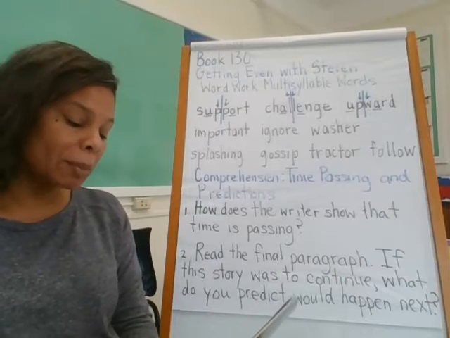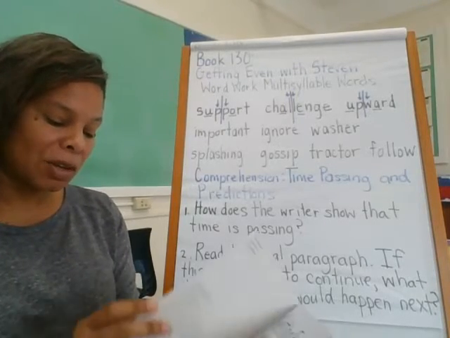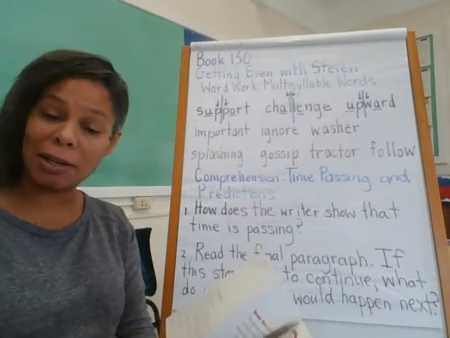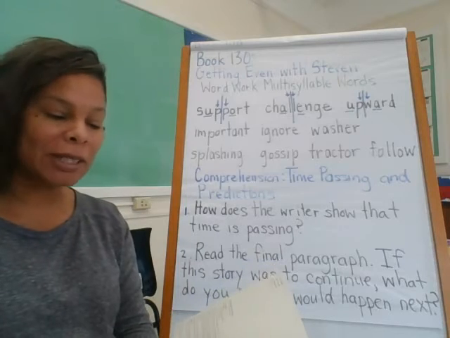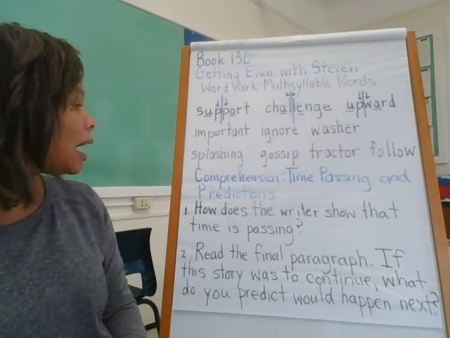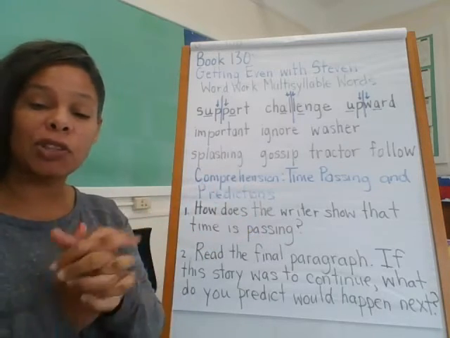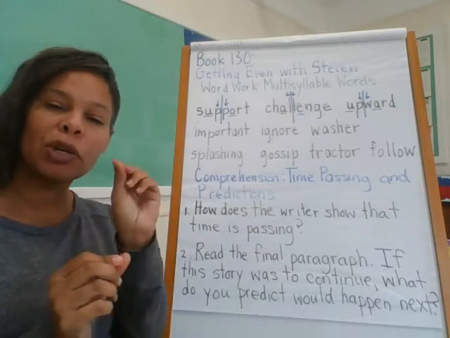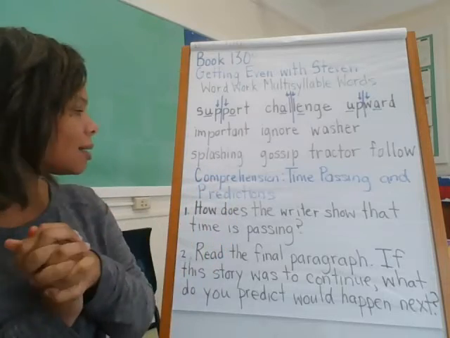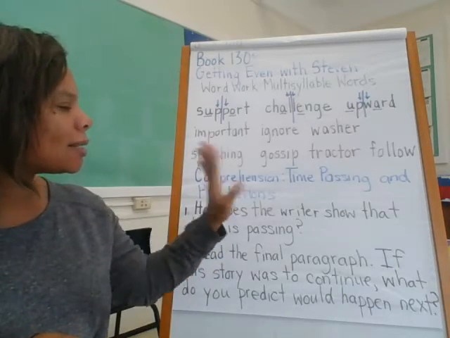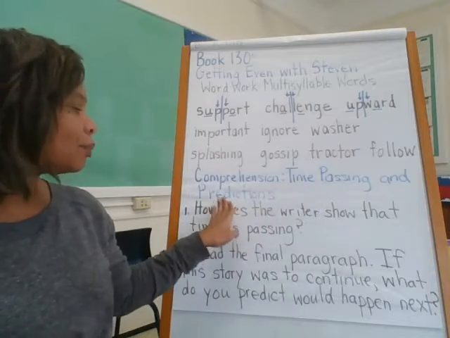Okay, so you should have completed Getting Even with Stephen, and you can see that Susan was able to get a little bit of joy out of playing a trick on Stephen. So, when we get to the comprehension section, I'm not going to spend a lot of time asking you lots of different questions because I just want to bring your attention to certain things in the text. So today I want us to take a look at time passing and predictions.